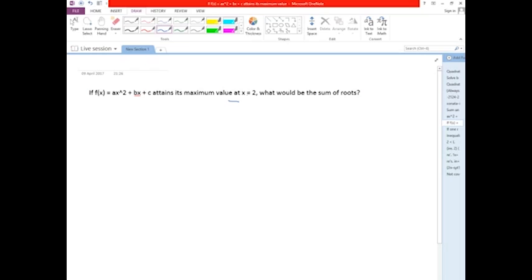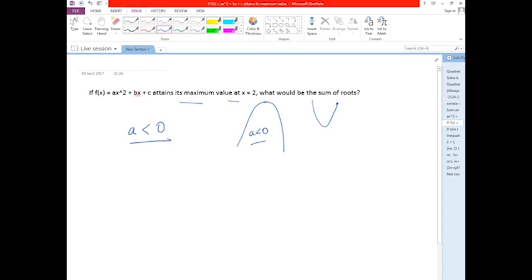Maximum value at x equal to 2. It's not needed in this question, but you should make this observation that here a will be less than 0, because if a quadratic function is attaining a maximum value, its graph would be like this. That's when only it will have a maximum value. If it were like that, then the maximum value would have been infinity. And to get this kind of a graph, you need a less than 0. So in this question it isn't asked, but other questions might ask something based on this observation.